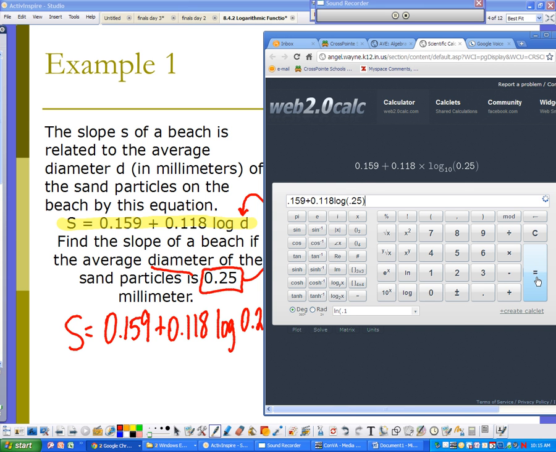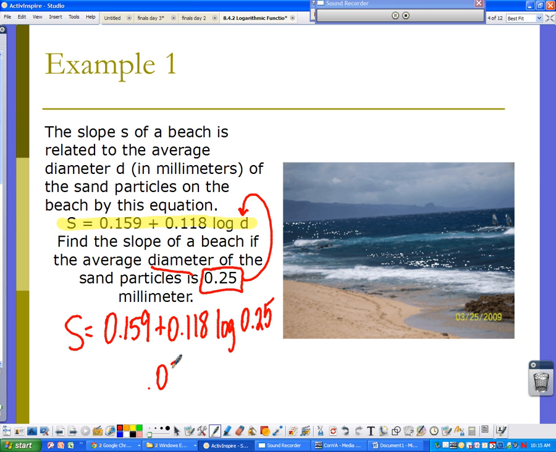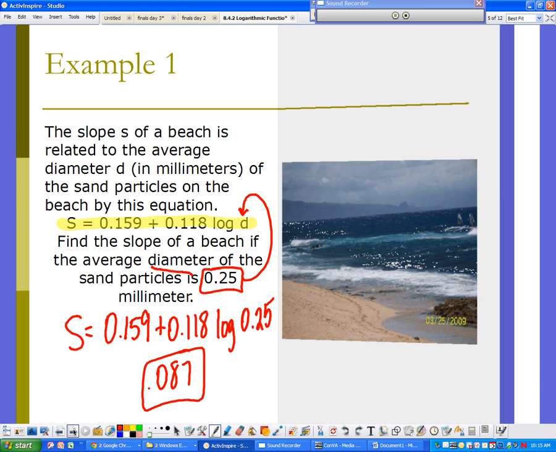Hit enter. Again, it might take a few seconds to calculate, but you quickly find that the slope is about 0.087. So 0.087. Okay. So that's how we're going to use logs. Now part 2 of this is actually calculating.